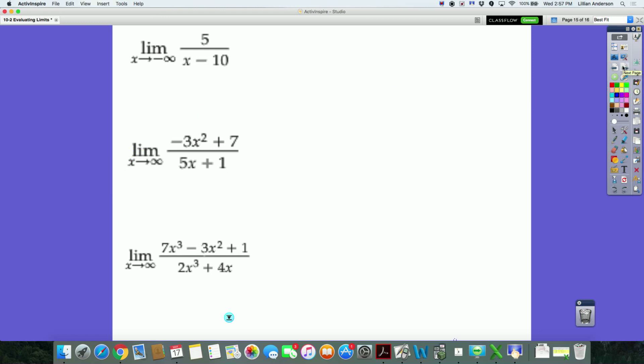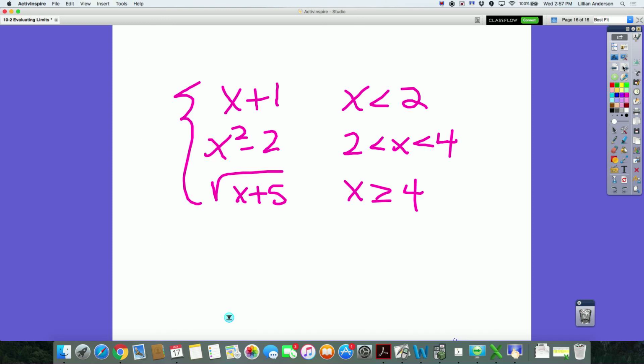So, that's dealing with infinity. The last ones that we're going to talk about, I want you guys to write this down at the bottom: piecewise functions. Yeah, piecewise functions. These are actually easy as well. It's similar to the substitution method. You just have to make sure you're substituting into the right piece. Okay? So you're writing this down in your open space. And we're going to talk about the piecewise functions one.